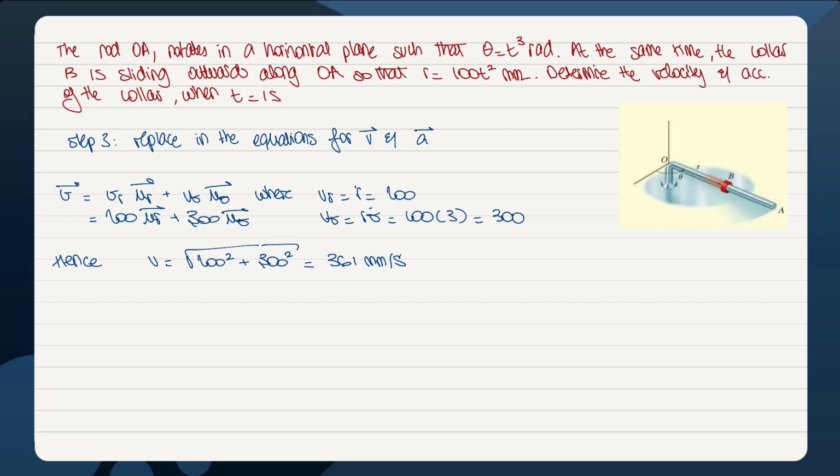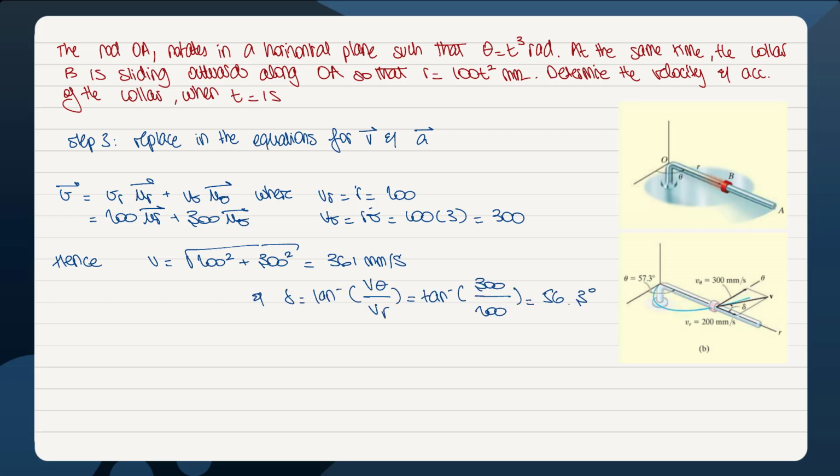And to get the direction of that vector with respect to the r-axis, we can simply take the tan inverse of V theta over Vr. Remember, whenever you want to get the angle with respect to a specific axis, it's equal to the tan inverse of the second axis divided by the axis you're actually looking for. So it's V theta over Vr. And that's equal to tan inverse of 300 over 200, which is equal to 56.3 degrees.